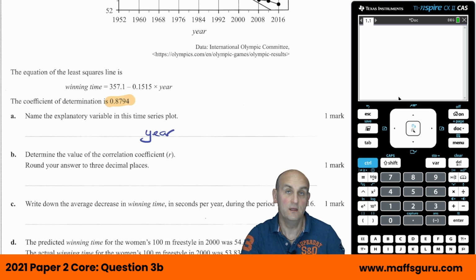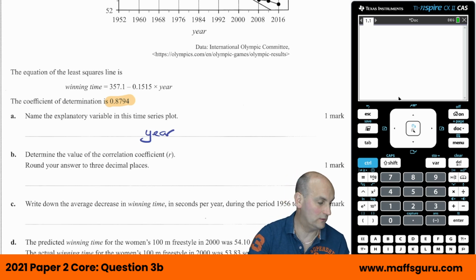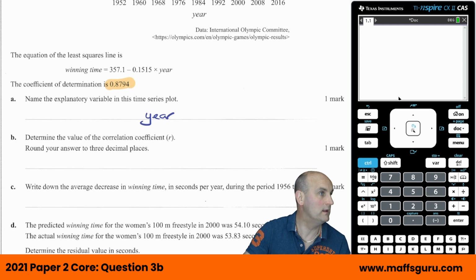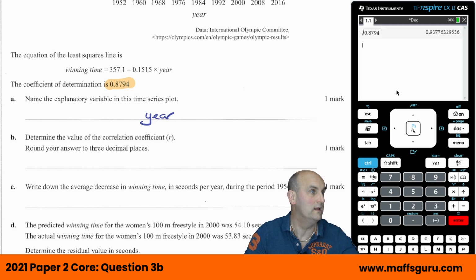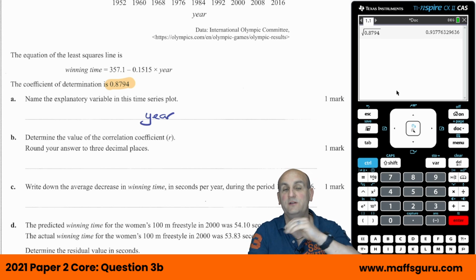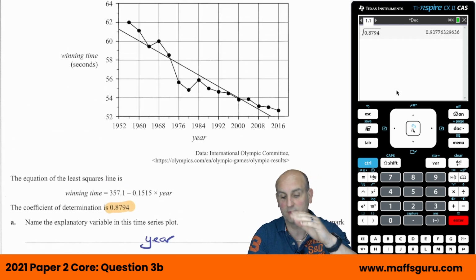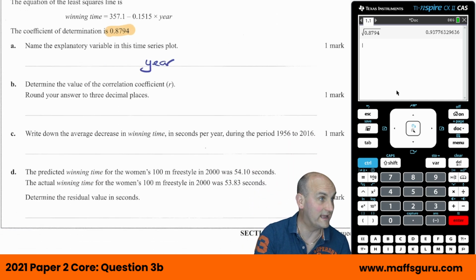And then it went on to say, determine the value of the correlation coefficient r. Now they gave me the r squared value, so what I needed to do was put that into my calculator. I can do the square root of 0.8794. The trick here, and I do it all the time, guys, is to remember that your calculator gives you both the positive and the negative value. The square root can give you a plus or a minus value. Because my data is sloping down, I know that I have to have the negative of that.